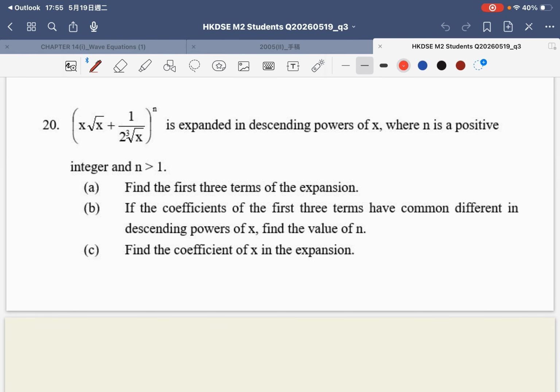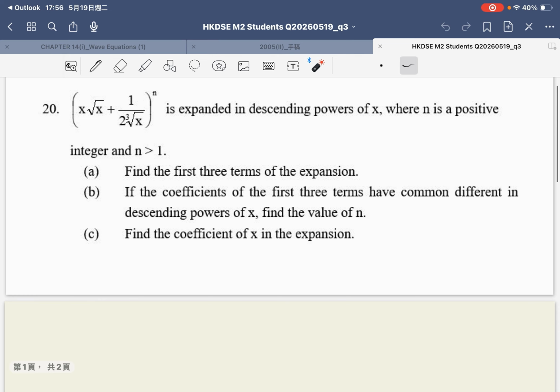This question is from one of my students. He asked me how to do this question. This question also is from my book. We have this binomial: x times root x plus 1 over 2 times root x cubed, x to the power 1 over 3, then all to the power n, where n is greater than 1. Find the first three terms of the expansion in descending order.